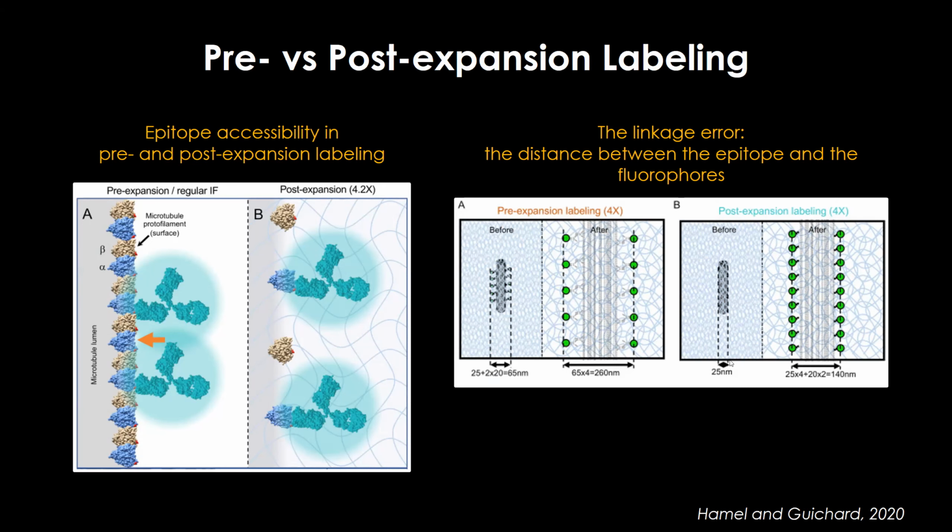In contrast, when you have this microtubule and it is expanded first 4 times, so it's 100 nanometers, and then you bind it with antibodies, the size is only 140 nanometers, and it's more accurate, and you get better resolution and a better picture in this case.